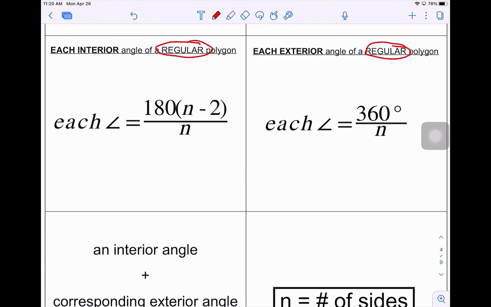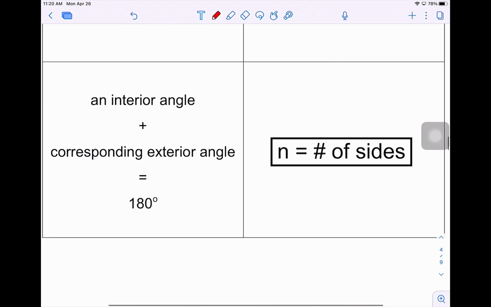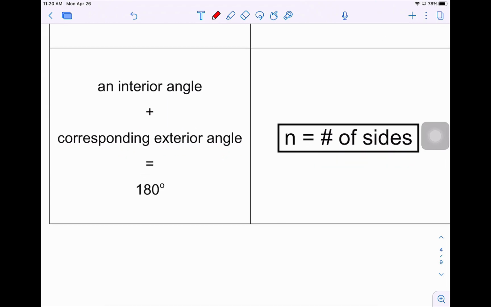Okay? For example, if I had some random hexagon and all the angles are not all the same, then I can't divide it by 6 in order to get all equal angles. So that's why these 2 formulas in particular, they only work with regular shapes. Okay? And then just a couple of final things. That is just a reminder that anytime you look at an interior angle of a polygon plus the corresponding exterior angle, those 2 are always supplementary.